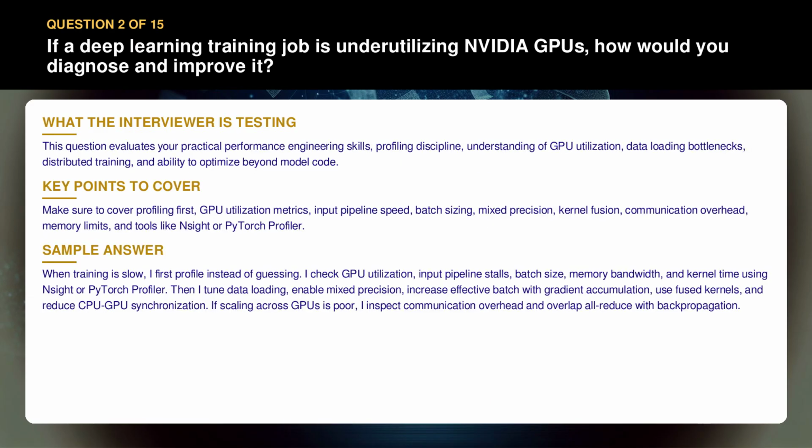When training is slow, I first profile instead of guessing. I check GPU utilization, input pipeline stalls, batch size, memory bandwidth, and kernel time using Nsight or PyTorch Profiler. Then I tune data loading, enable mixed precision, increase effective batch with gradient accumulation, use fused kernels, and reduce CPU-GPU synchronization. If scaling across GPUs is poor, I inspect communication overhead, and overlap all reduce with backpropagation.